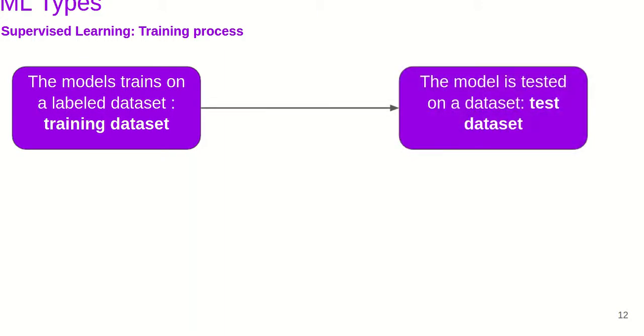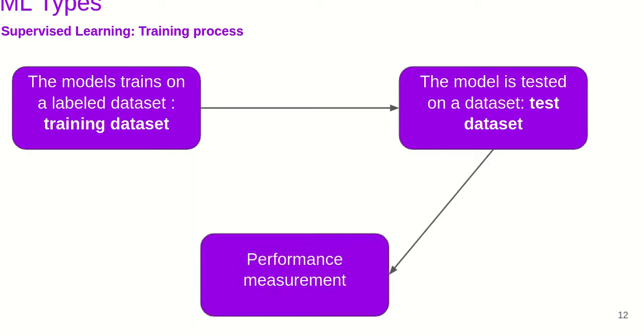Again, the supervised learning training is a process that uses labeled data. We start with what we call the training data set, an amount of data which is labeled, and then this model will be tested on what we call the test data set. The model will see the test data but not the labels, and then we use the predicted labels and the actual labels to do some performance measurements.